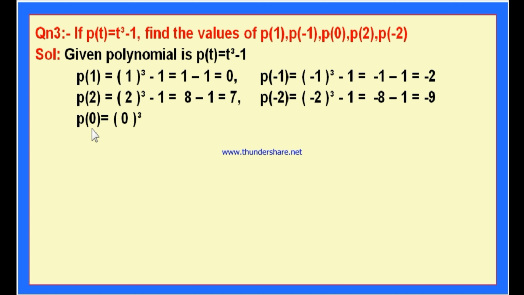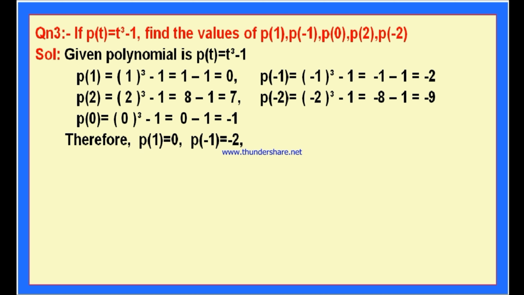Next p of 0. Substitute t is equal to 0 now. 0 cube minus 1. 0 cube is 0 into 0 into 0 is 0. 0 minus 1 is minus 1. Therefore, these are the values of p of 1, p of minus 1, p of 0, p of 2 and p of minus 2. Like this you can find these values. Therefore, you can write that p of 1 is equal to 0, p of minus 1 is equal to minus 2, p of 0 is equal to minus 1, p of 2 is equal to 7 and p of minus 2 is equal to minus 9.